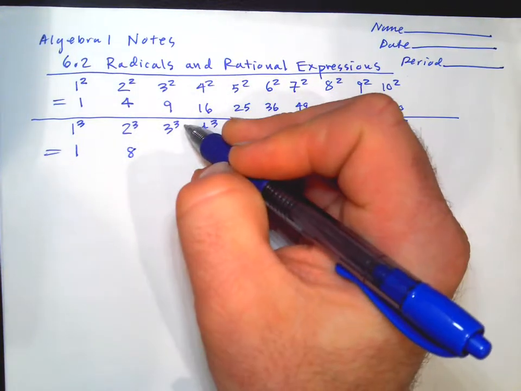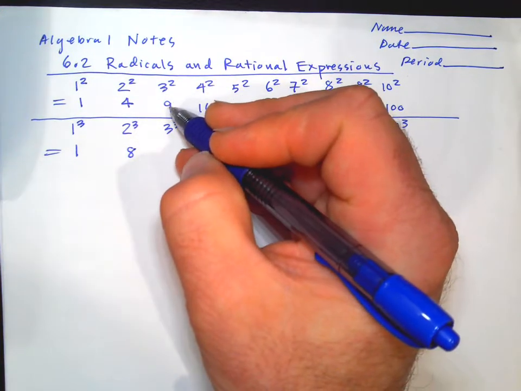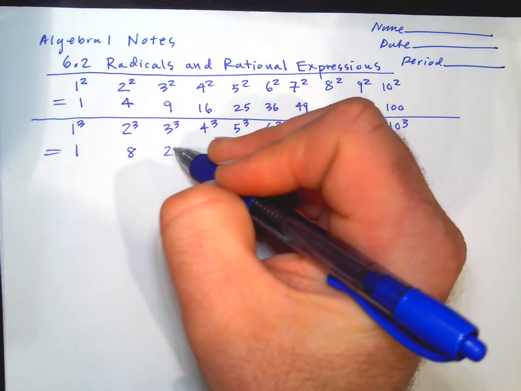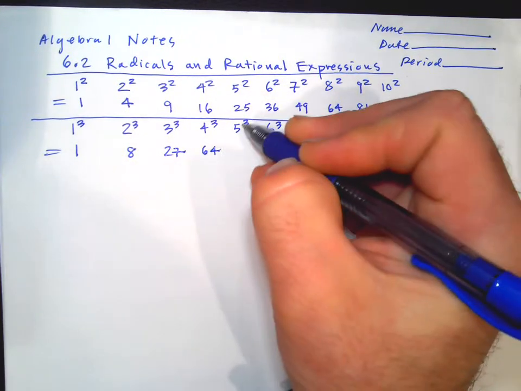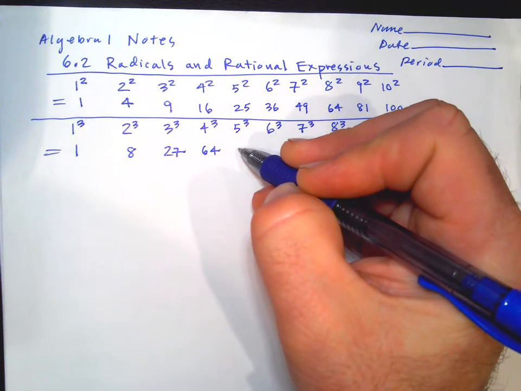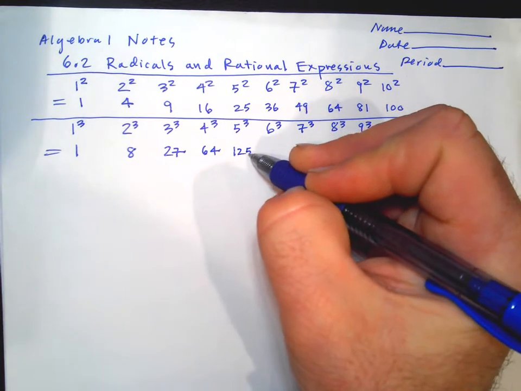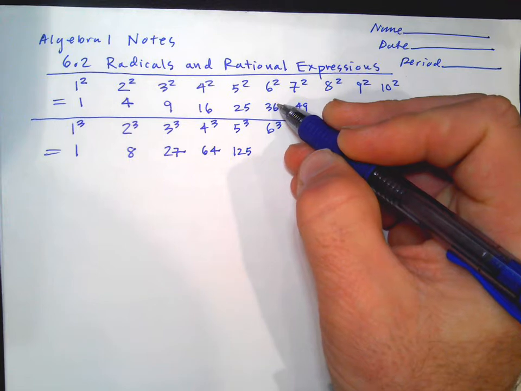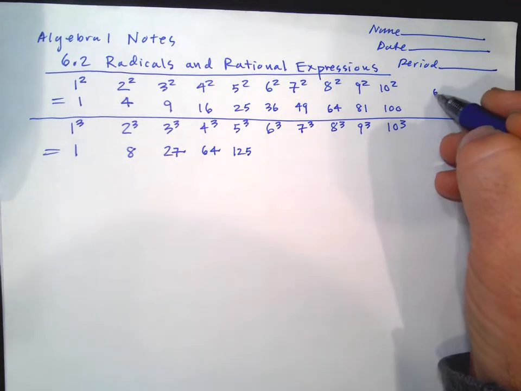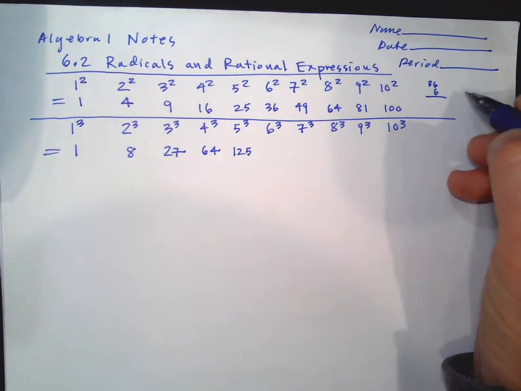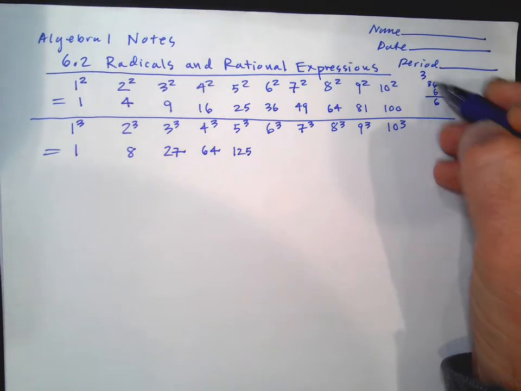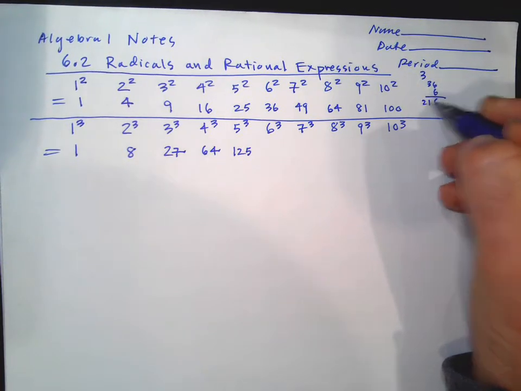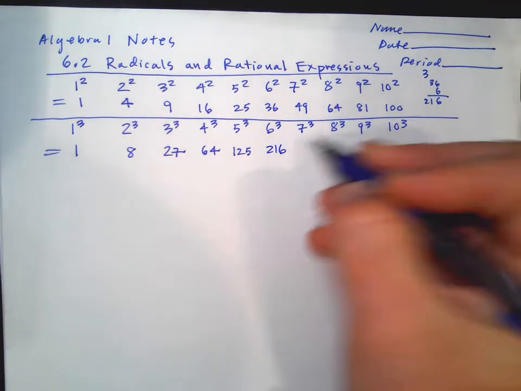3 to the third, that's 3 threes. We already did 3 times 3 is 9, times 3 is 27. 4 times 16 is 64. 5 times 25, 4 25s make 100, and you have an extra one, 125. 6 times 36, that might be a little hard now. We could use a calculator if we need to, or we could do it by hand. 6 times 6 is 36, carry the 3, 18 add 3 is 21, 216.